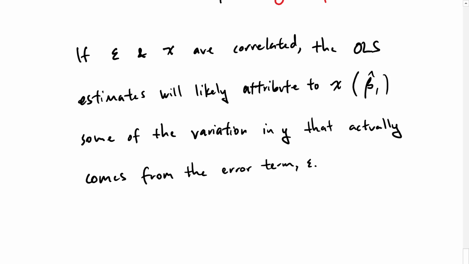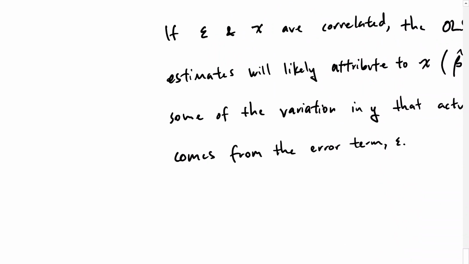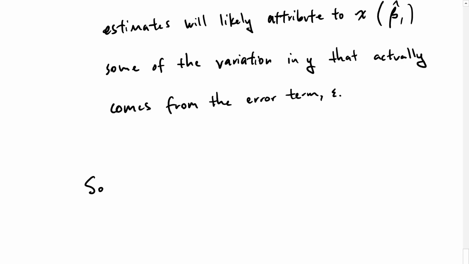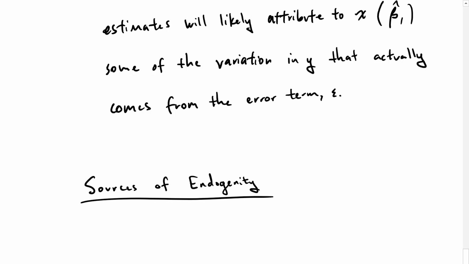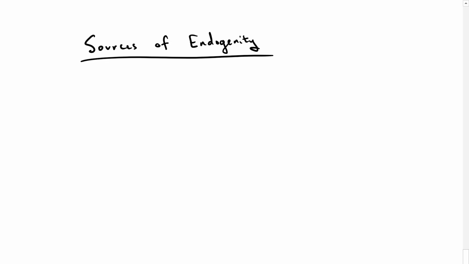And so hopefully I've convinced you that endogeneity is a big deal. I'm going to stop the video here, and in the next, we're going to look at sources of endogeneity and talk a little bit about that, which is going to be coming from the omitted variable bias and from simultaneous equations. Okay, so we're going to leave it off here.